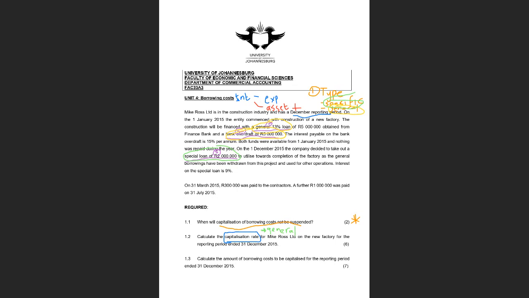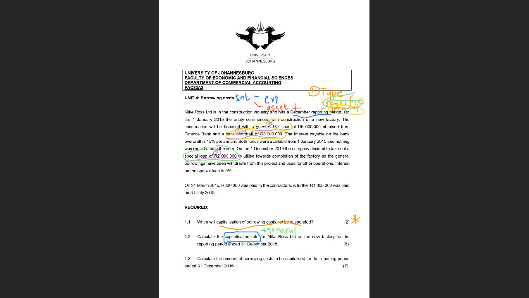So how do we calculate a capitalization rate? Let me just change my color. Okay, so when you calculate a capitalization rate, remember that you need to determine basically the average interest rate of the 2 loans or 3 loans or whatever it might be. In this case, it's 2 loans. So we start off by working out the interest for each loan.